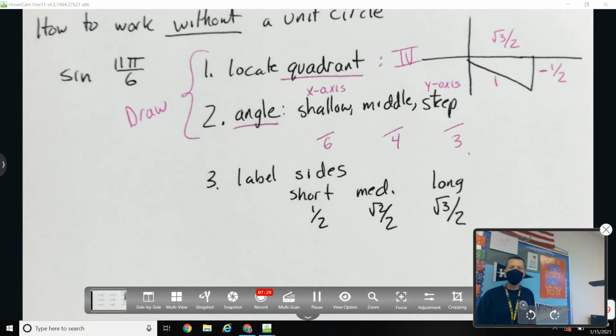That's another way to think of it. All the over 6s were close to the x-axis. All the over 3s were close to the y-axis.